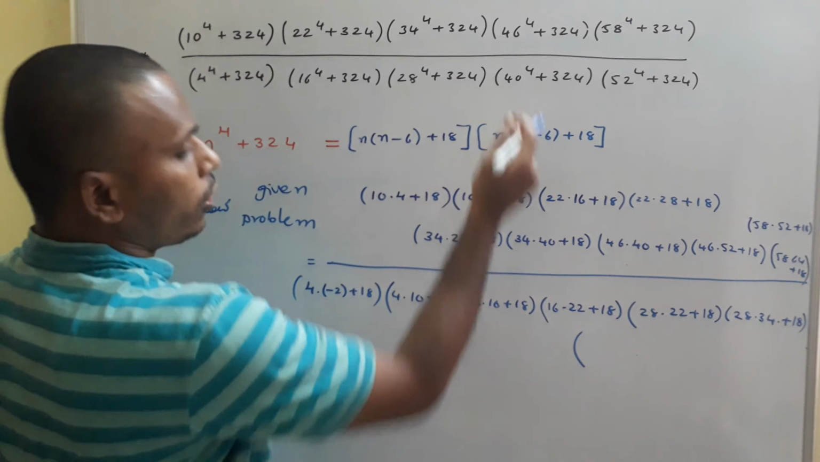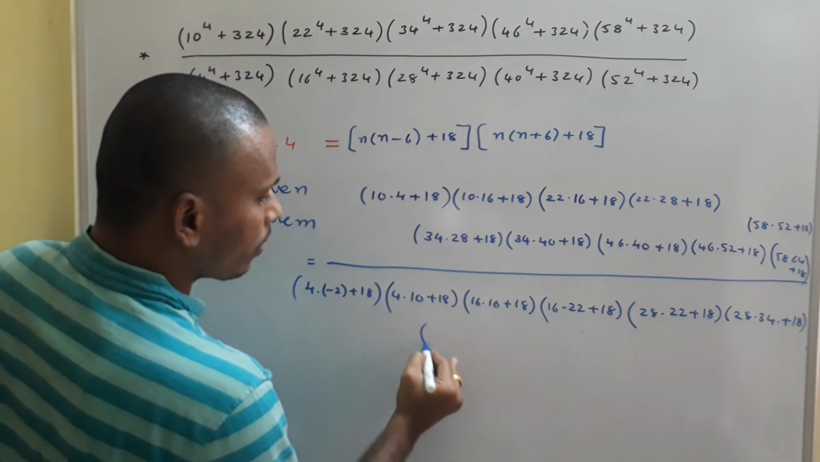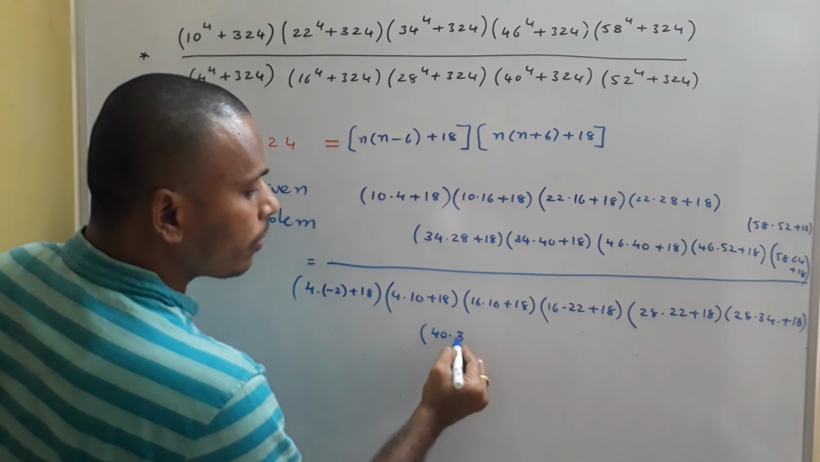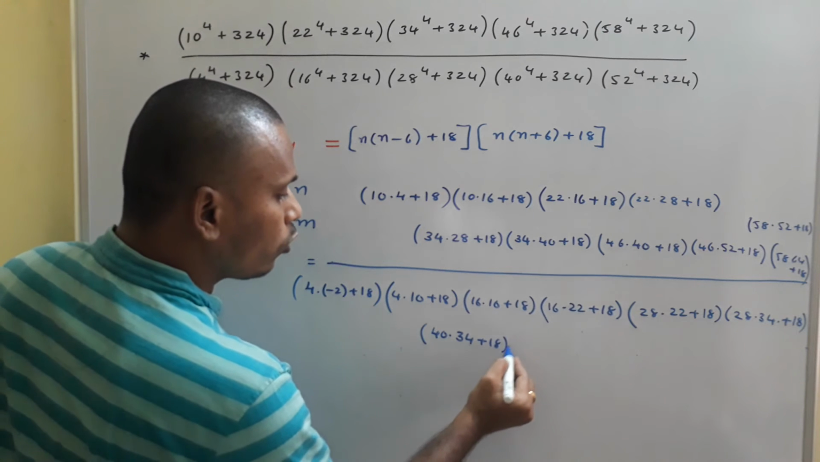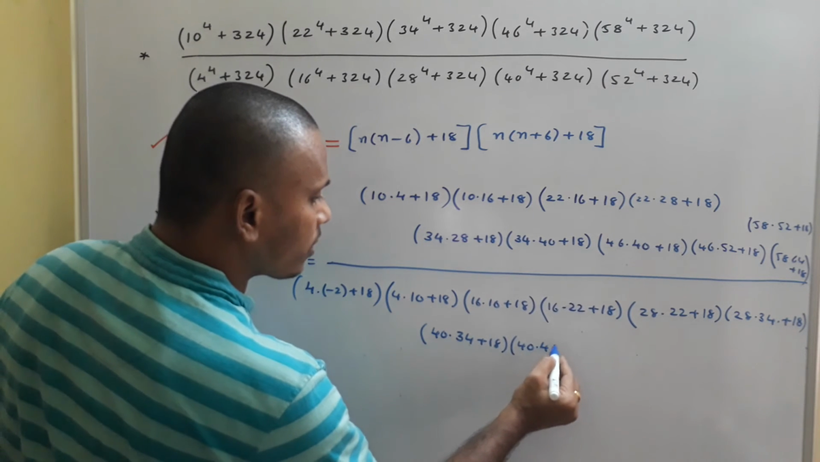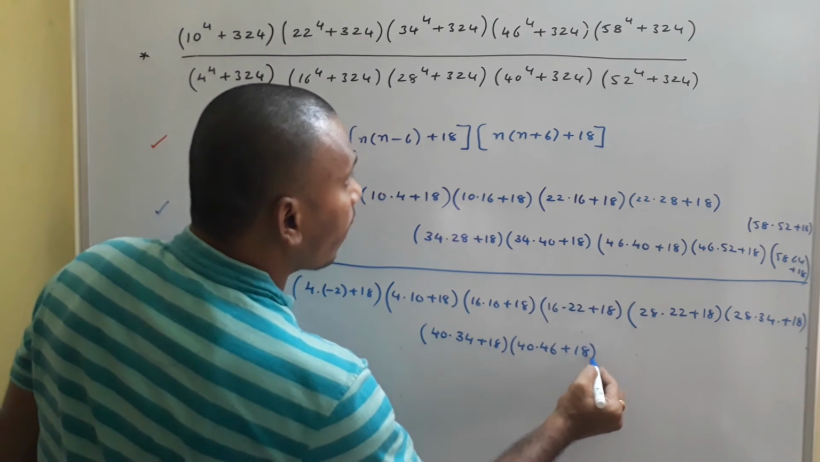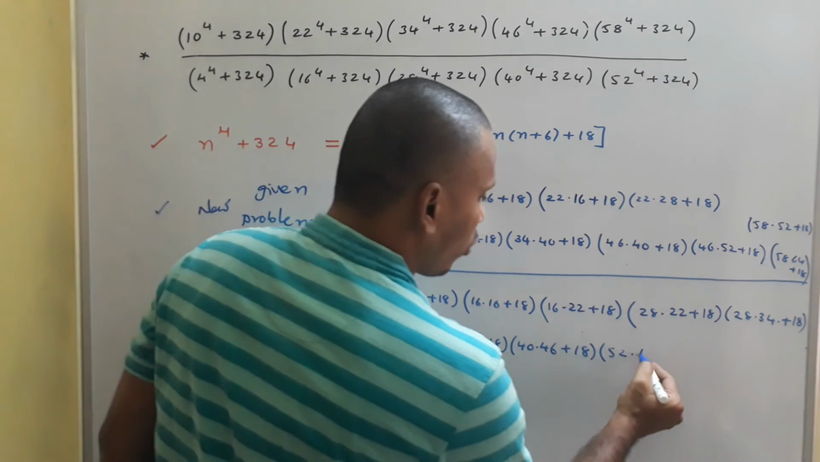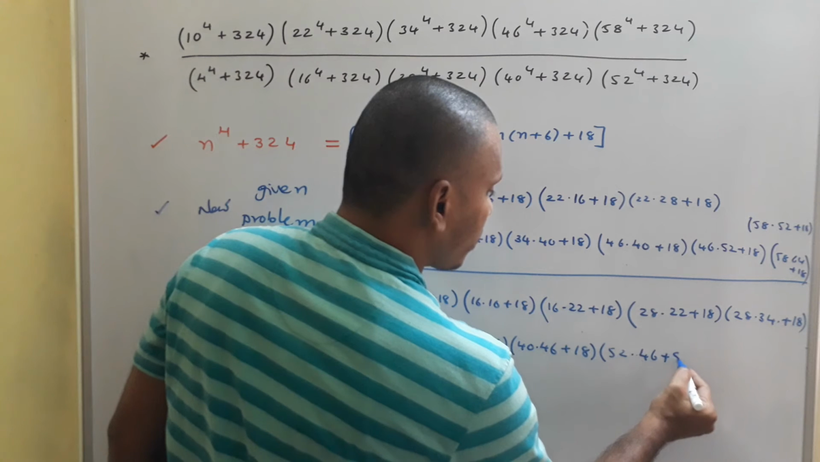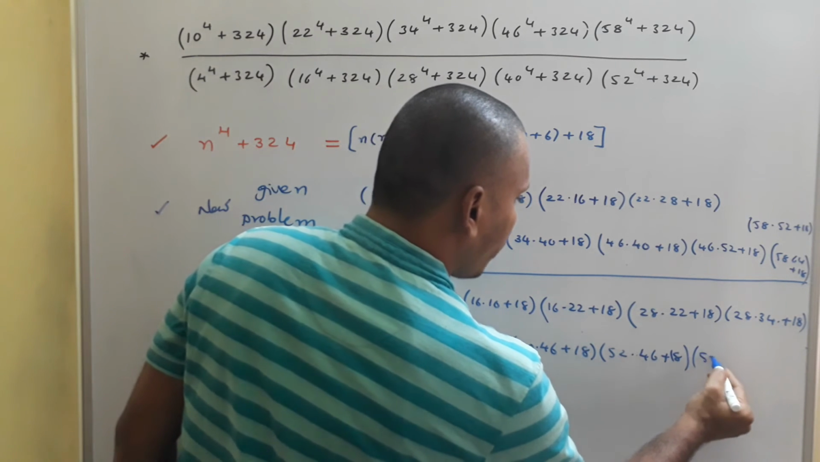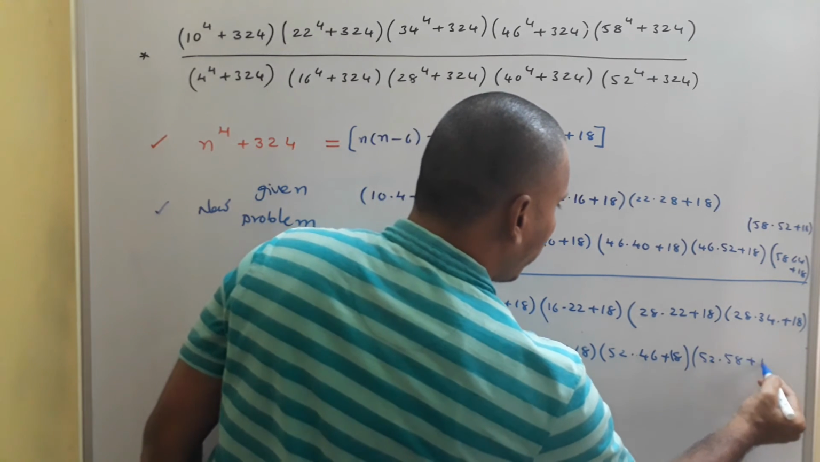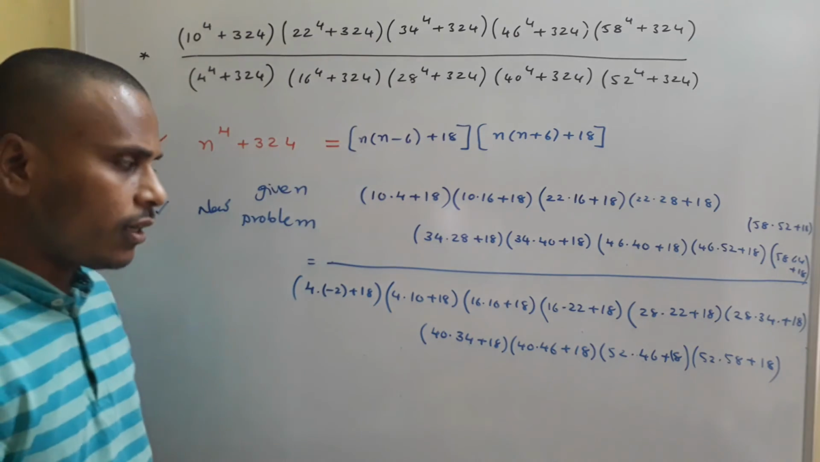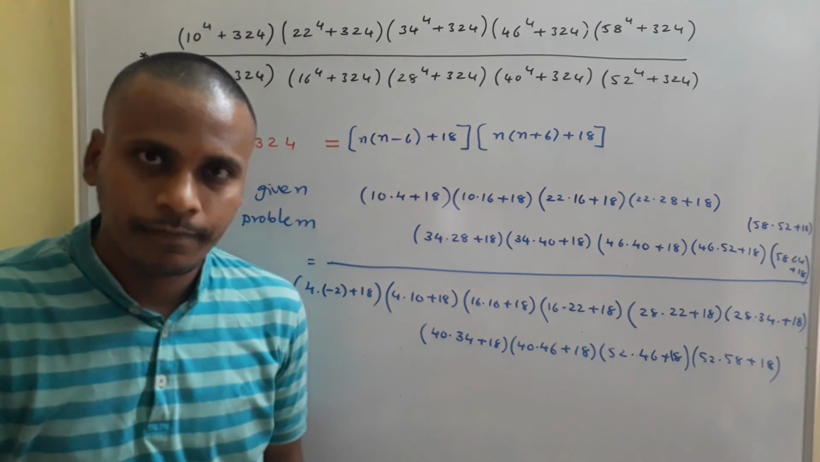After that, 40. 40 into 40 minus 6, 34 plus 18 into 40 into 40 plus 6, 46 plus 18. And the next thing is 52. 52 into 52 minus 6. 52 minus 6 is 46 plus 18 into 52 into 52 plus 6, 58 plus 18. Now I think we have the next idea.